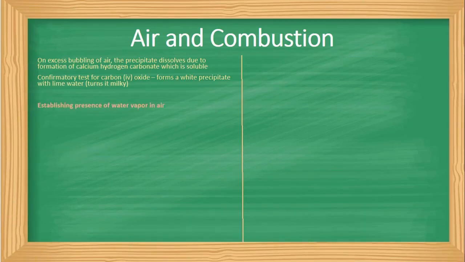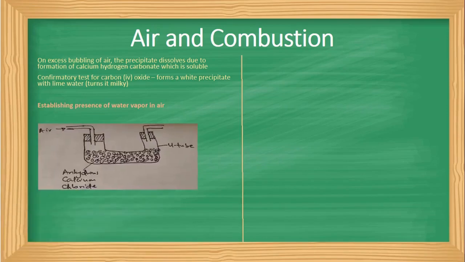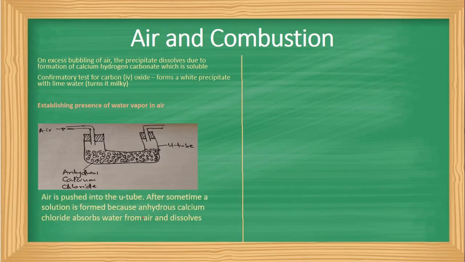Another experiment that you need to know about is on establishing the presence of water vapor in air. This is done through pushing of air into a U-tube containing anhydrous calcium chloride, as shown in the diagram. You'll notice that when air is pushed here into the U-tube, a solution is formed. This is because water in air reacts with anhydrous calcium chloride to form that solution. So at the end of the day, there will be a solution formed.